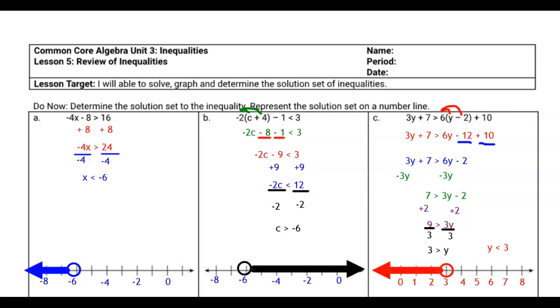Students, this is the sixth part in the series. We're taking a look at the Unit 3 Inequalities review. This is the fifth lesson that we're doing, and we're reviewing for the Inequalities quiz.